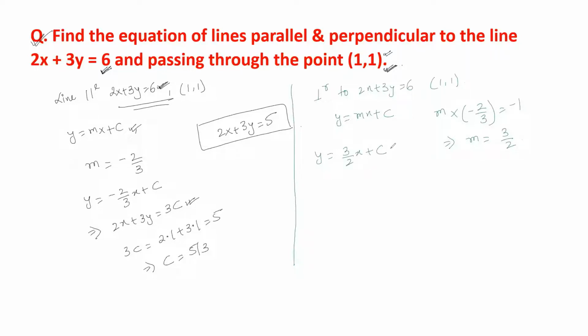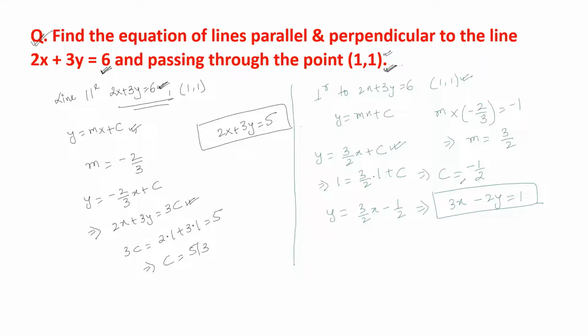Now again, this line is passing through the point 1, 1. So this will satisfy this line. So in that case, this would be 1 equal to 3 by 2 times of 1 plus c. So from here, the value of c would be simply minus 1 by 2. So the equation of the line would be finally y equal to 3 by 2x minus 1 by 2, which can be simplified and rewritten as 3x minus 2y equal to 1.